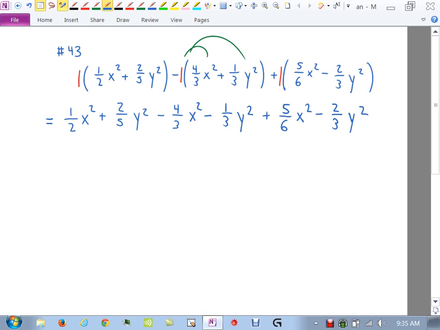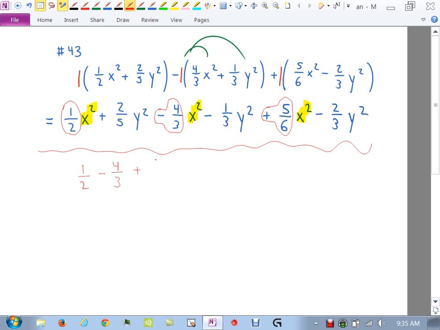Now we look for like terms here. I have x squared, x squared, x squared. So all three of those can be put together if I can put their coefficients together. So let me circle the coefficients. I have a 1/2, I have a negative 4/3, and I have a positive 5/6. This is going to be kind of scratch work right here. I'm going to put together 1/2 minus 4/3 plus 5/6. So I'm trying to add three fractions together, so I have to get a common denominator. The common denominator would be 6.